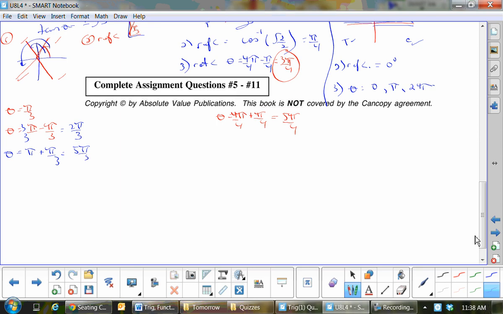And the last one, 2 pi minus pi over 3. Now 2 pi is the same thing as 6 pi over 3 minus pi over 3. Oh, this one I did wrong. This should have been 4 pi over 3. Okay, and that's 5 pi over 3. So there are my 4 answers.